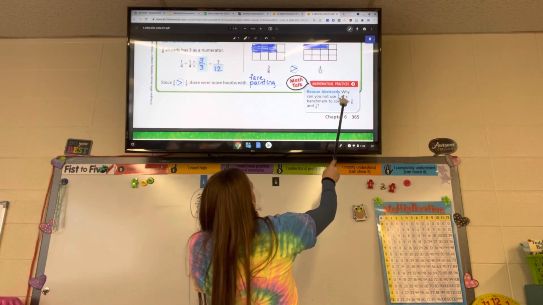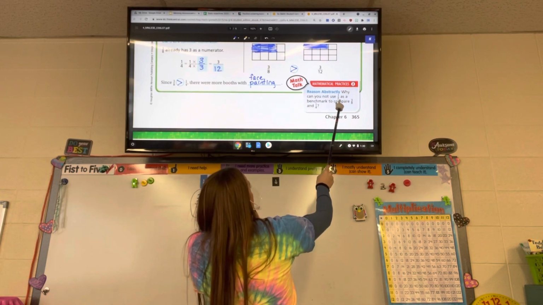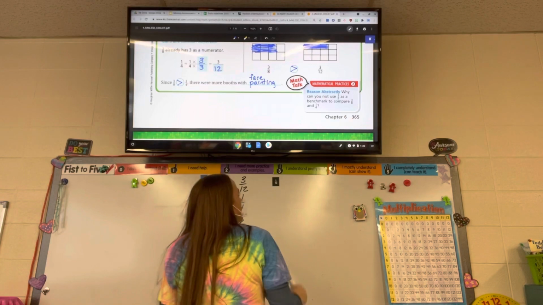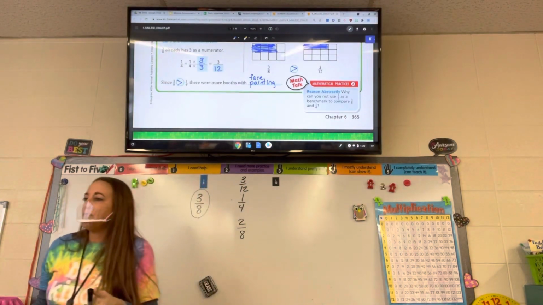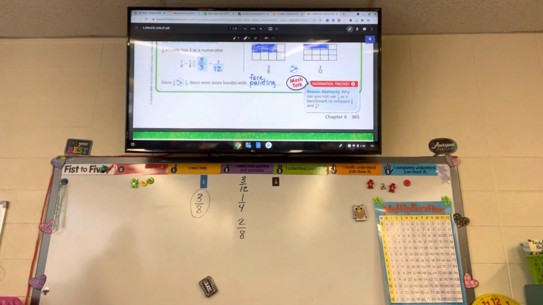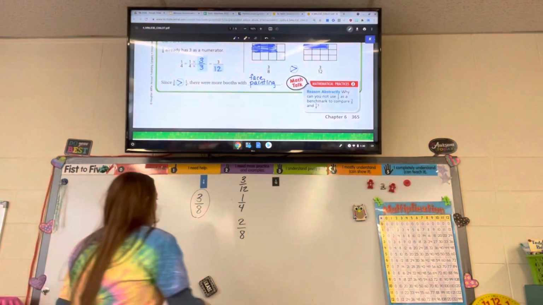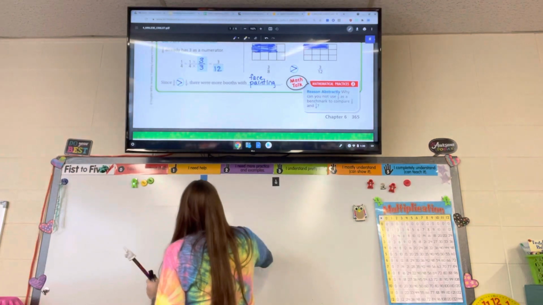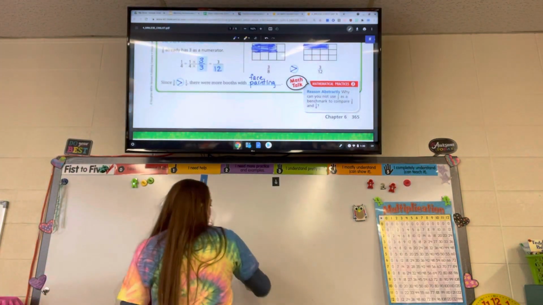We kind of talked about this, but why can you not use the benchmark 1/2 to compare those fractions, Ethan? Because they're both below the 1/2. That's right, give yourself a point, because they were both smaller than half, weren't they? So the benchmark wouldn't help us in that case.